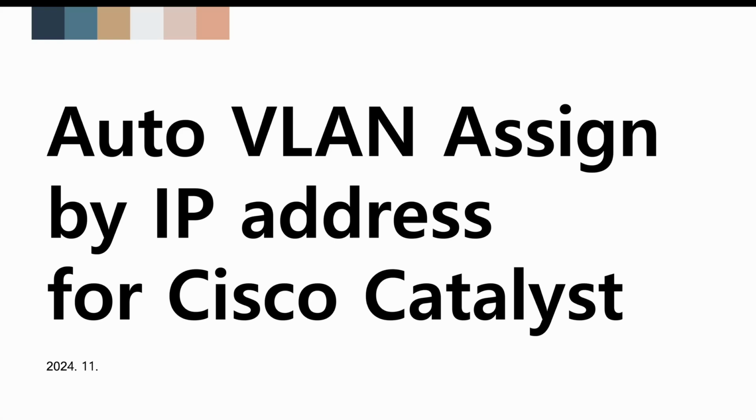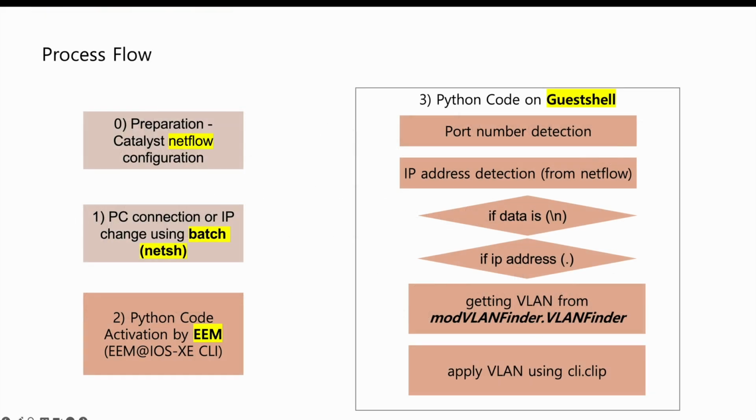We are doing the automatic VLAN assignment based on the IP address. Last time I showed you about NetFlow, the Netshell command and the EEM. Everything was almost done, and in today's session I will show you what guestshell is and the real Python code.